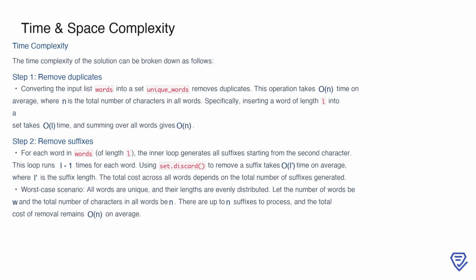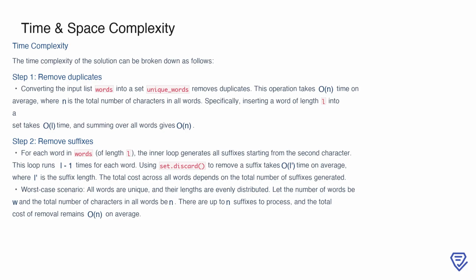To analyze the time complexity of our solution, we first break it down into distinct steps. In step 1, we remove duplicates by converting the input list of words into a set. This process requires iterating over all the words and inserting them into the set. Since inserting a word of length L into a set takes O(L) time, the total cost of this step is proportional to the sum of all word lengths, which is O(N), where N represents the total number of characters in all the words.